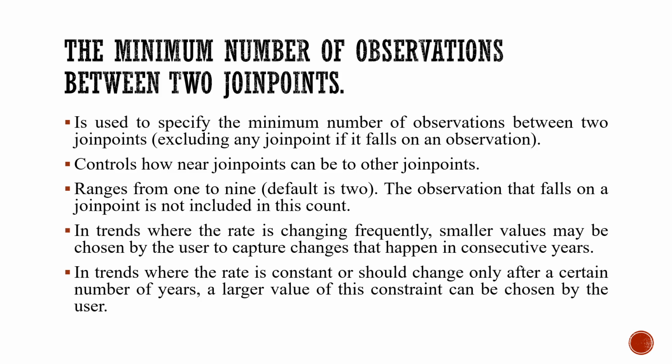In trends where the rate is changing frequently, smaller values may be chosen by the user to capture changes that happen in consecutive years. In trends where the rate is constant or should change only after a certain number of years, a larger value of this constraint can be chosen by the user.